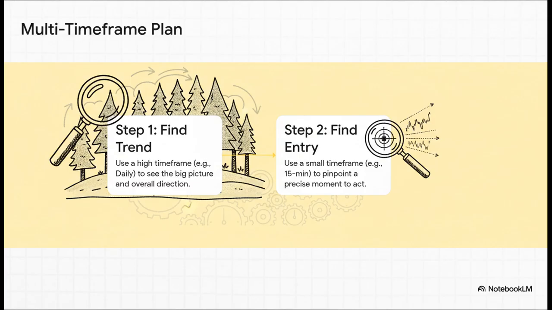Step 1, you use your forest view, that high time frame like the daily chart, to find the main trend. Is the market generally heading up, or is it heading down? Once you know that big picture direction, you switch lenses. Step 2, you zoom into a small time frame, maybe a 15-minute chart, to pinpoint the perfect moment to actually get in on a trade that goes with that bigger trend.